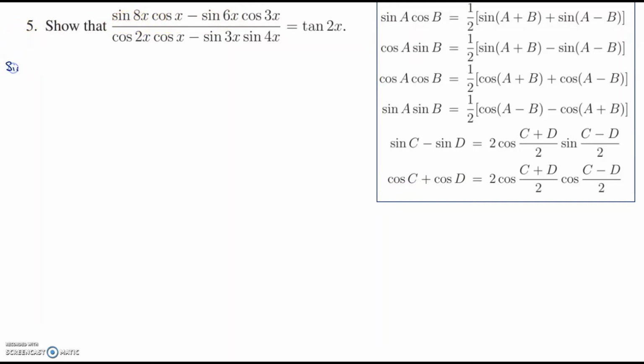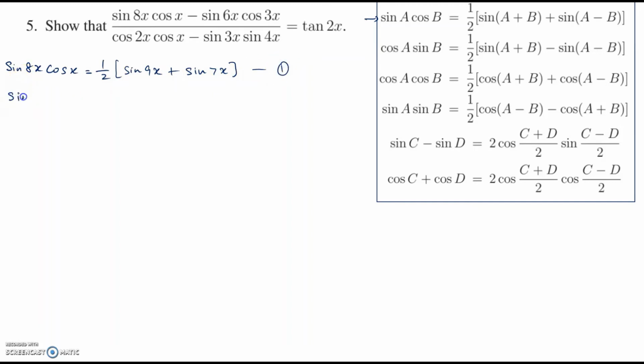So sine 8x cos x. Now let's put this on this formula here, with a being 8x and b being x. So this is equal to half of sine (a plus b). A is 8x and b is x. So a plus b is 9x, plus sine (8x minus x) will be 7x. Let's call this as 1.